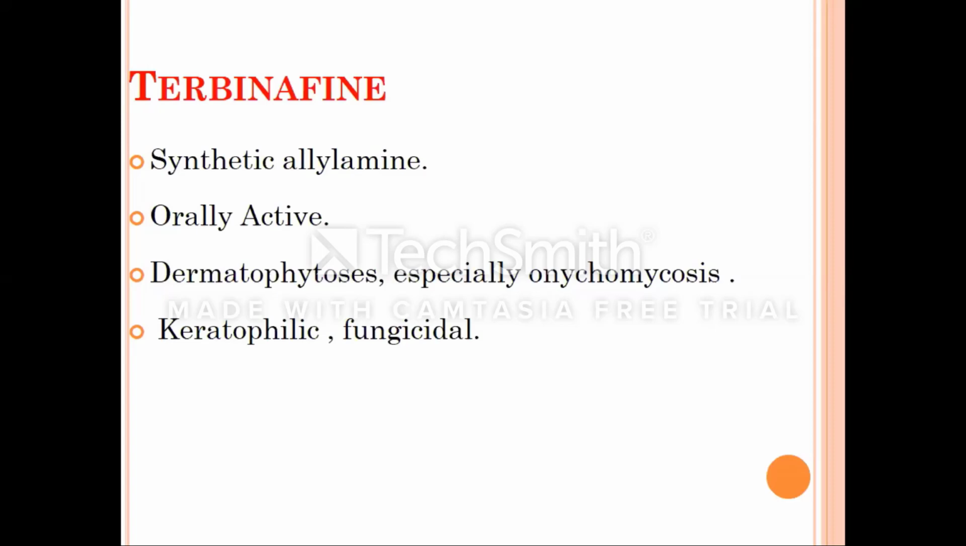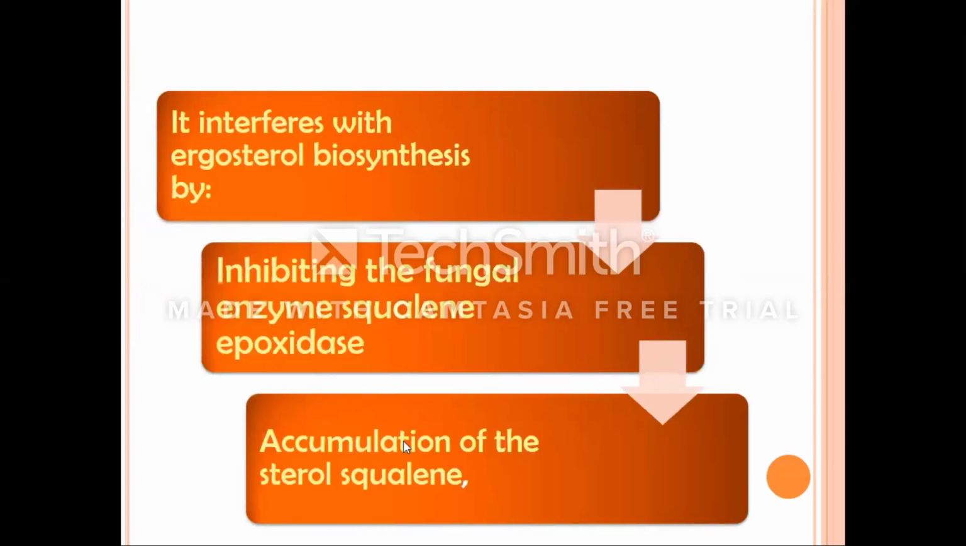Griseofulvin is fungistatic, whereas terbinafine or allylamines are fungicidal in nature. They interfere again with the synthesis of ergosterol. Even though we have seen azoles inhibiting ergosterol synthesis, they prevent the conversion of lanosterol to ergosterol. These are the ones which inhibit squalene epoxidase. So they are acting on the earlier pathway.